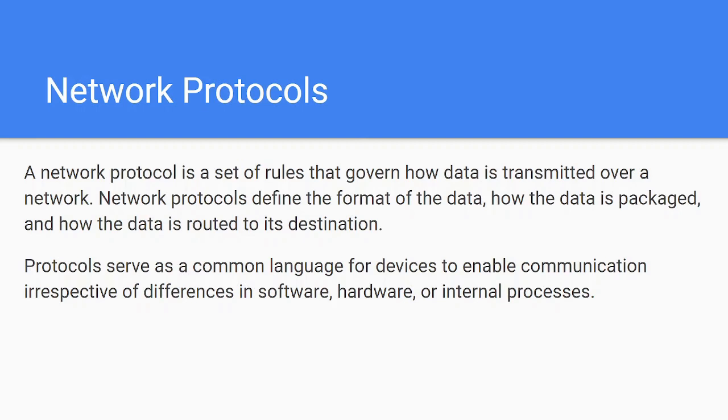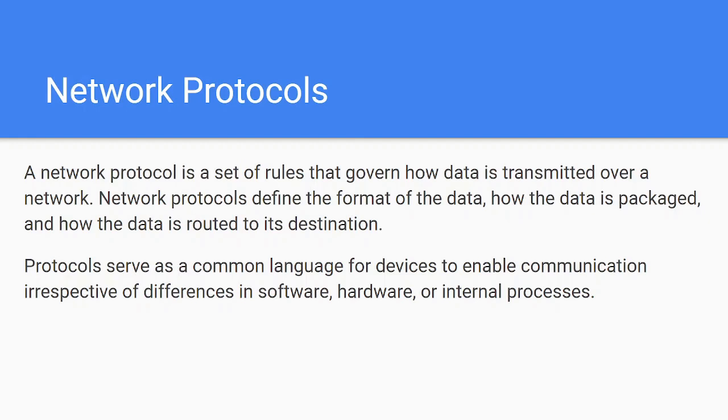So let's go to the last part of the class today, which is network protocol. Alright, let's dive in. A network protocol is a set of rules that governs how data is transmitted over a network. A network protocol defines the format of the data, how the data is packaged, and how data should be routed to its destination. So what are network protocols? They are rules that govern how data is transmitted over the internet. Simple, right? So what is the point of this? It serves as a common language for devices to communicate.